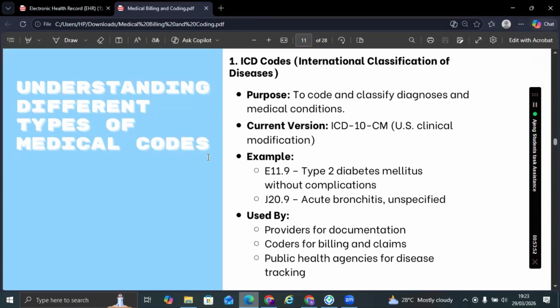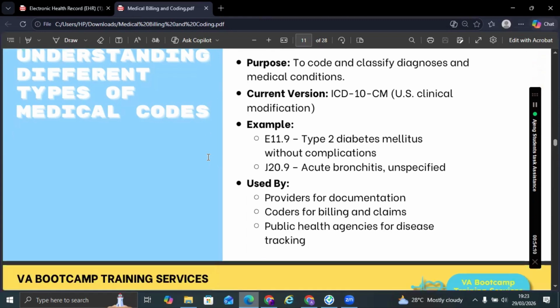The examples: E11.9, type 2 diabetes mellitus without complication. And then G20.9 is about acute bronchitis, unspecified. This is used by providers for documentation, coders for billing and claims, and public health agencies for disease tracking.